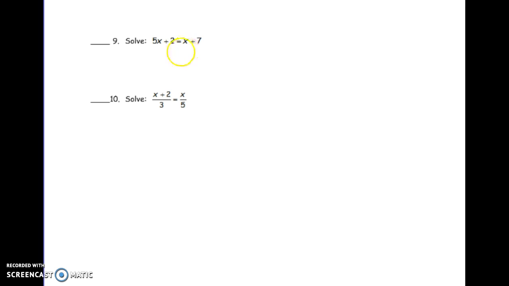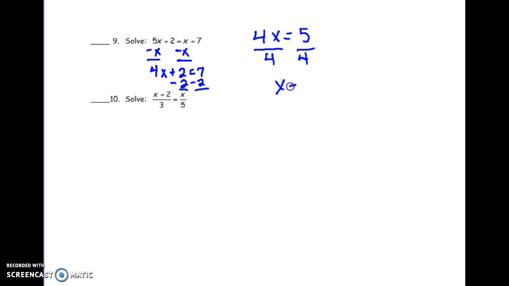So again, I'm just going to subtract x from both sides. I've got 4x plus 2 is equal to 7. And then I'm going to subtract my 2 from both sides. I'm going to run out of space here, but 4x is going to be equal to 5. And then I divide both sides by 4. Don't be afraid of a fraction answer. Just make sure it's simplified. In this case, it already is, 5/4. And it's okay to leave it as an improper fraction. All right, number 10, we're solving.